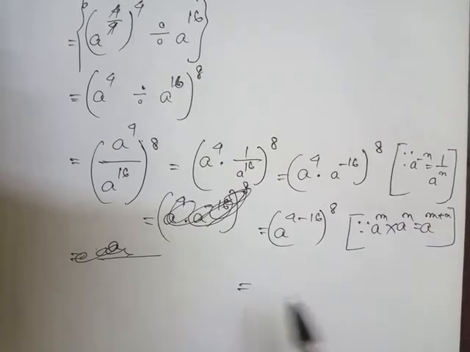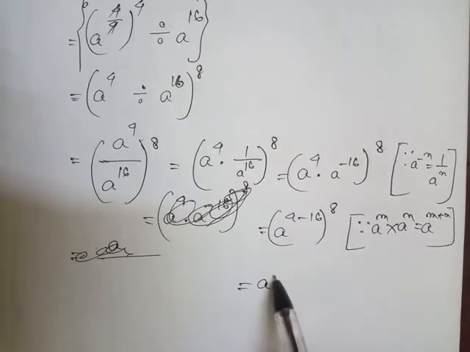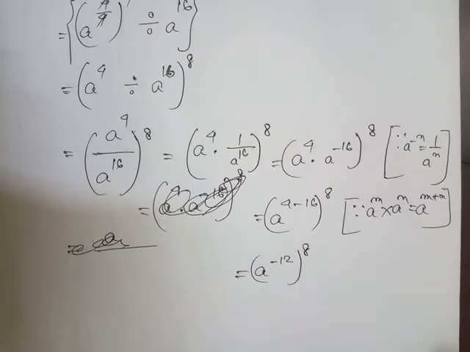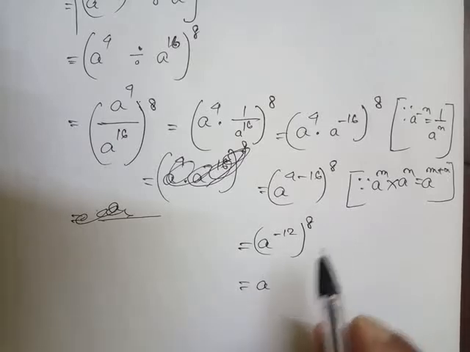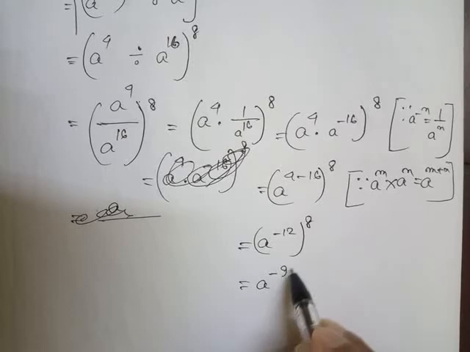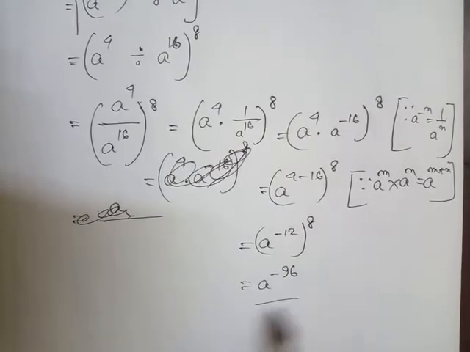Now look here, after that, a to the power 4 minus 16 is minus 12, so (a to the power minus 12) whole to the power 8. Now if I go for the multiplication again here, a to the power 8 into 12, how much? 8 12s are 96, a to the power minus 96. This is the answer of question number 13.